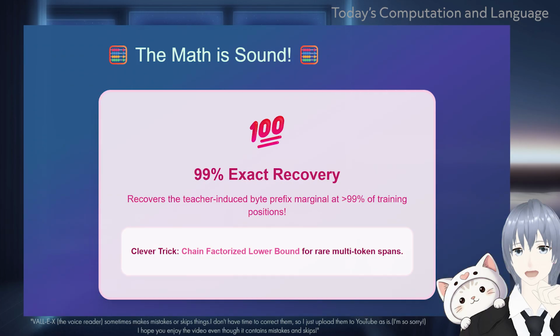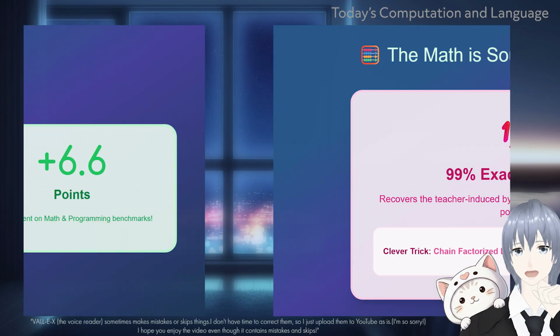The researchers prove that this method exactly recovers the teacher-induced byte prefix marginal on more than 99% of the training positions. For the rare cases where a student token spans multiple teacher tokens, they use a clever chain rule as a lower bound to keep the math sound.